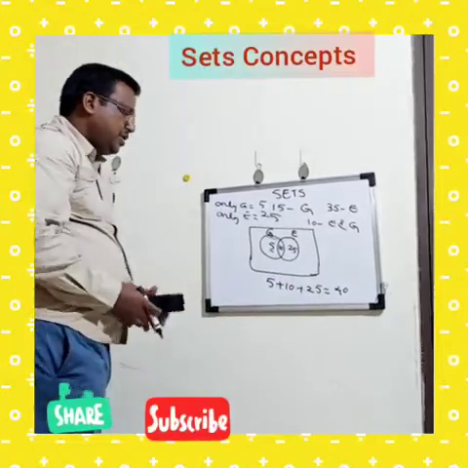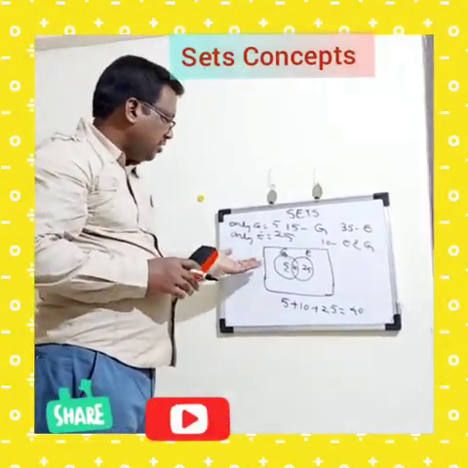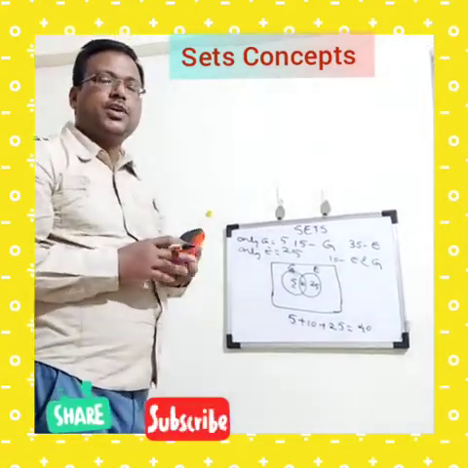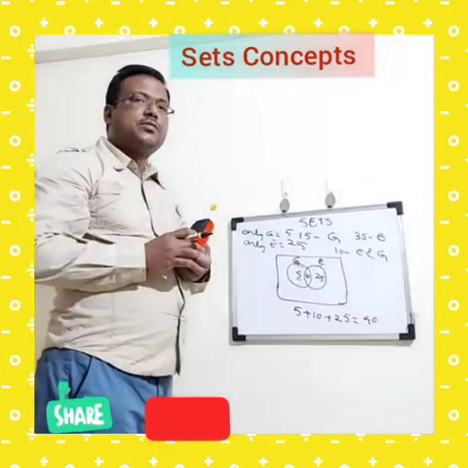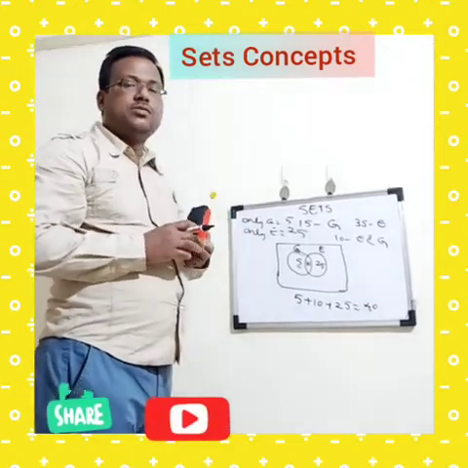So it contains the number of students who like at least one of the languages, German or English or both. This is the way we will solve the problem using sets for the difference values. Okay, thank you.